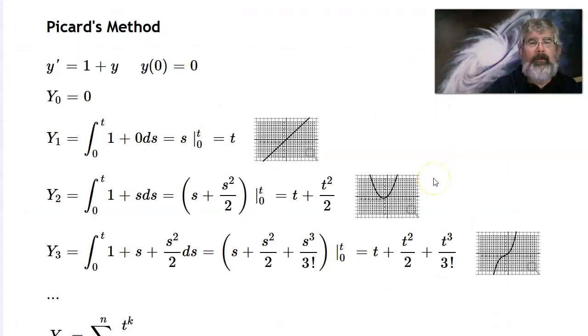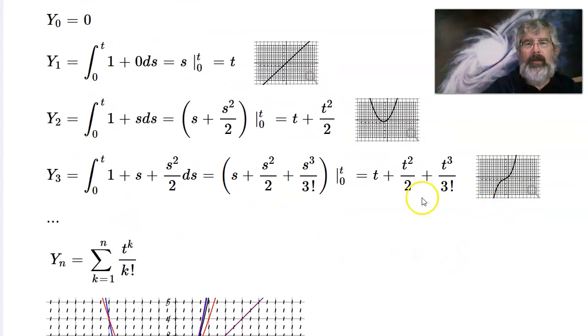Now, perhaps you can see what's going to happen: each time you're going to get one more term added on, and it's going to be the next bigger power of t divided by that factorial. In fact, this is the way it would look for the nth iteration of this.